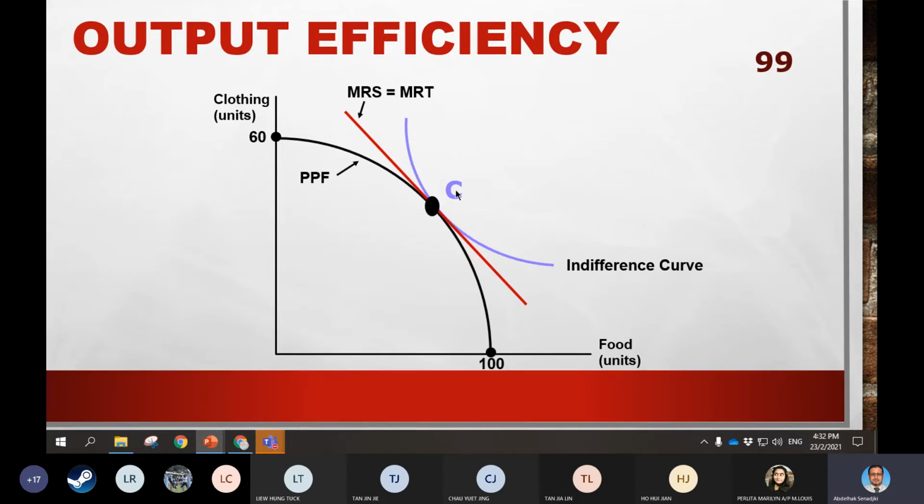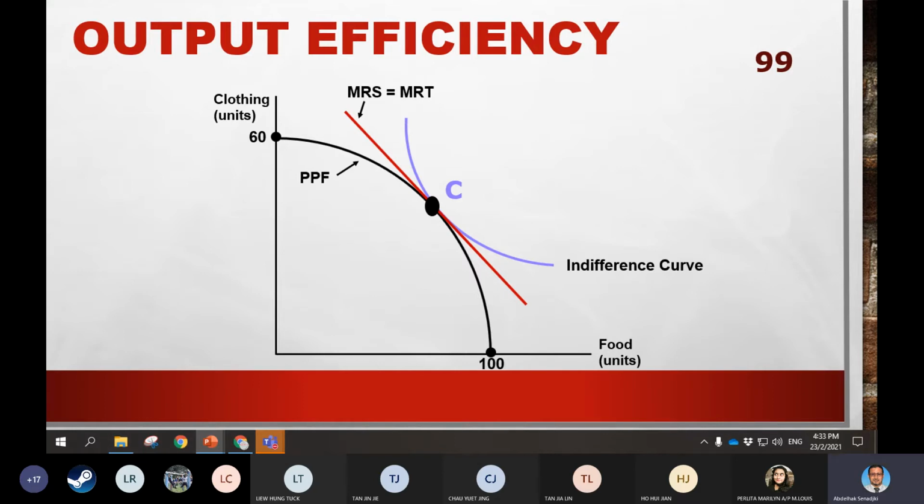Why it is tangent, I won't show here. And the same for the production possibilities frontier. What is the slope for that? There could be so many slopes here, right? But where it is tangent with the indifference curve at point C, we will have the marginal rate of substitution at point C equal to the marginal rate of transformation.